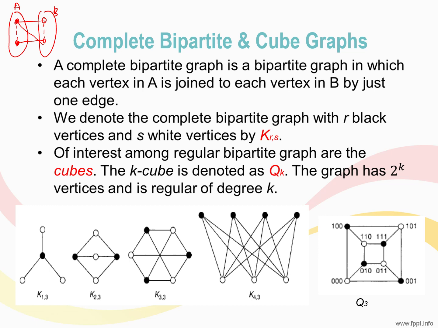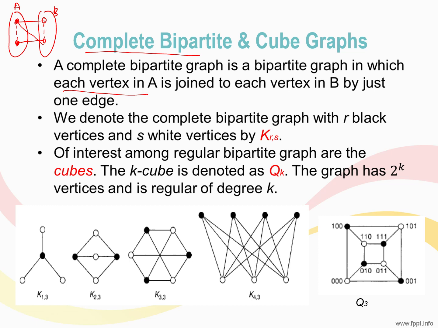From the bipartite graph, only then can you understand the complete bipartite graph. A complete bipartite graph is a bipartite graph whereby every vertex in set A is connected to all the vertices in the other set. We must make sure that all vertices in set A are connected to all vertices in set B. Or a complete bipartite graph is explained as a bipartite graph in which each vertex in set A is joined to each vertex in set B.